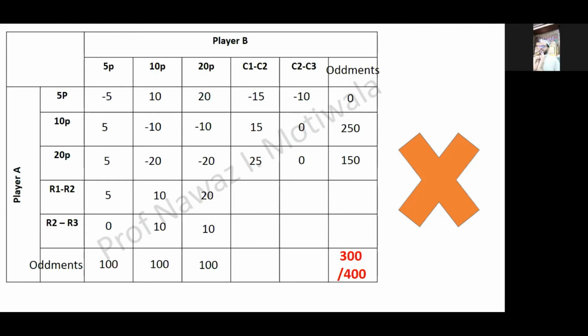For example, let us say in the question it is given, find the value of the game by the method of dominance, and it is a 3 by 3 matrix. Then you should directly go for the 3 by 3 dominance method.